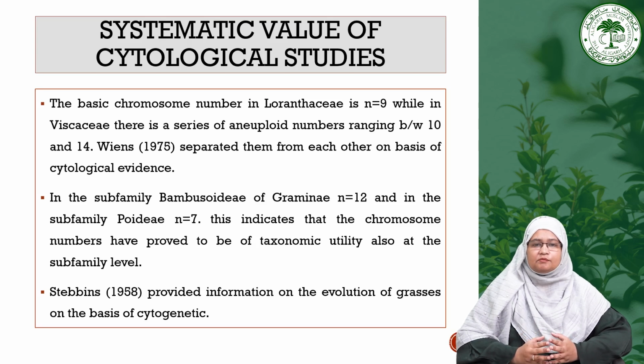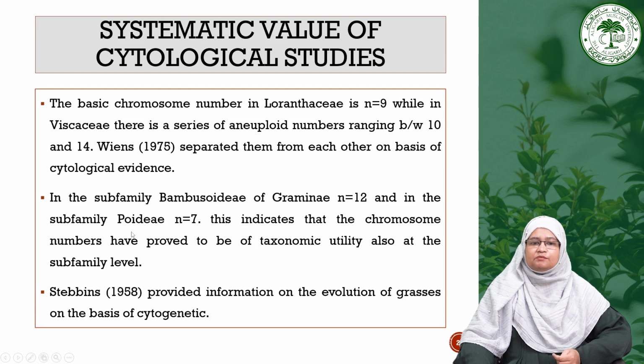Similarly, in the subfamily Bambusoideae of Gramineae, n is 12, and in the subfamily Pooideae the n number is 7. This indicates that chromosome number has proved to be of taxonomic utility, also at the subfamily level. Then Stebbins provided information on the evolution of grasses on the basis of cytogenetics.